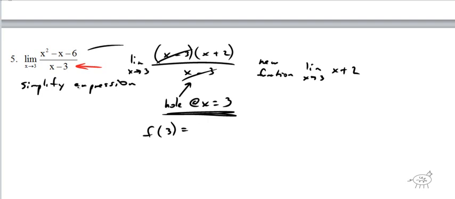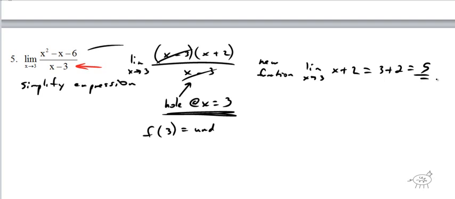You have to say, oh, geez, there's a hole there. So if there's a hole there, you would say it's undefined. But my limit as x approaches 3, I don't care about that hole, so I'm just going to plug it directly in there. And my answer is 3 plus 2, or the answer is 5. That's what y is going to.